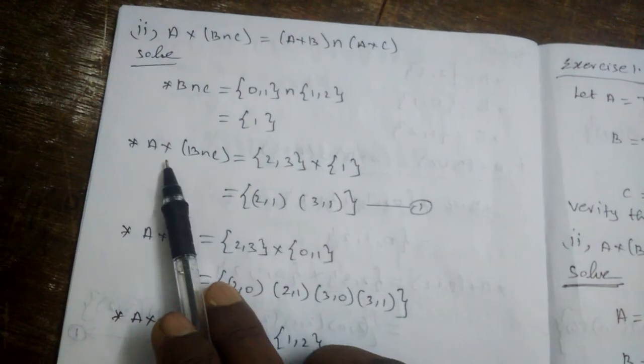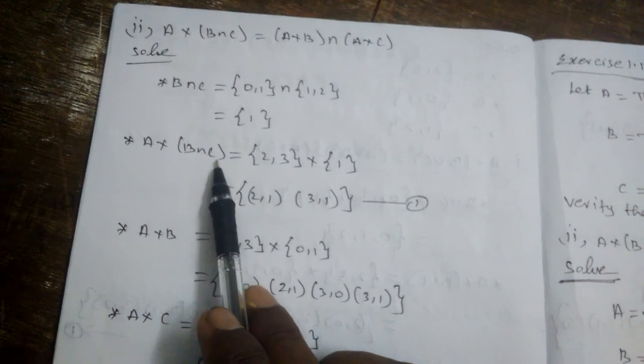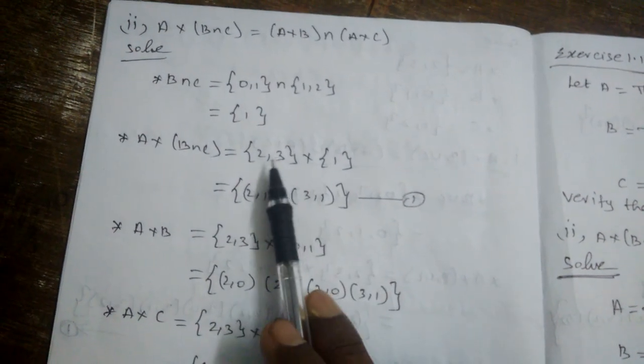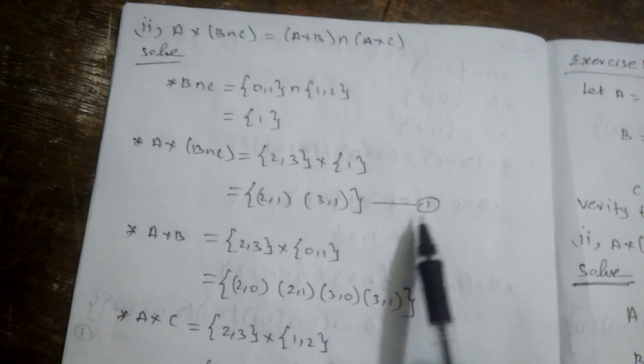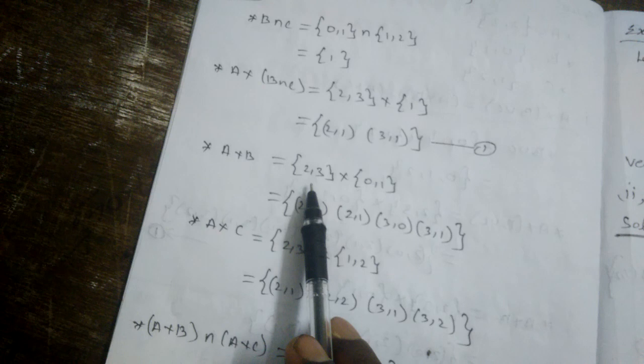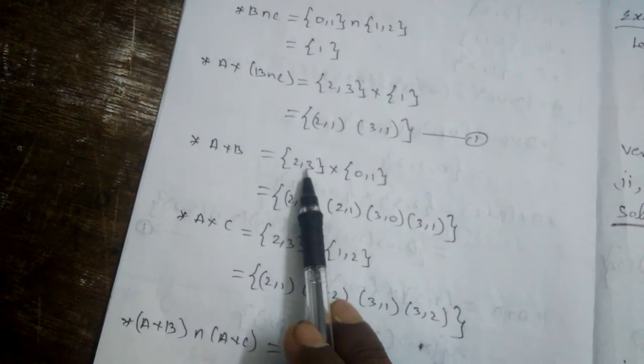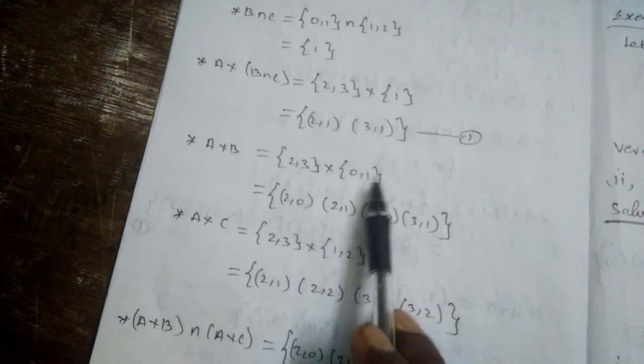The Cartesian product is {(2, 1), (3, 1)}. So this is equation number 1. Now A cross B is equal to {2, 3} cross {0, 1, 2}, which is {(2, 0), (2, 1), (2, 2), (3, 0), (3, 1), (3, 2)}.